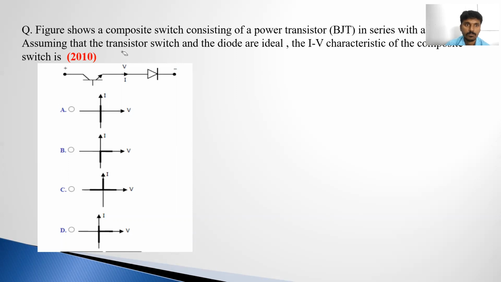Here we are going to neglect the power losses, that's why we are taking the transistor and the diode as ideal. Ideal means we neglect the power losses during the on time and off time. So can anybody say what the answer is? What will be the VI characteristics of this switch? Anybody tell, please.